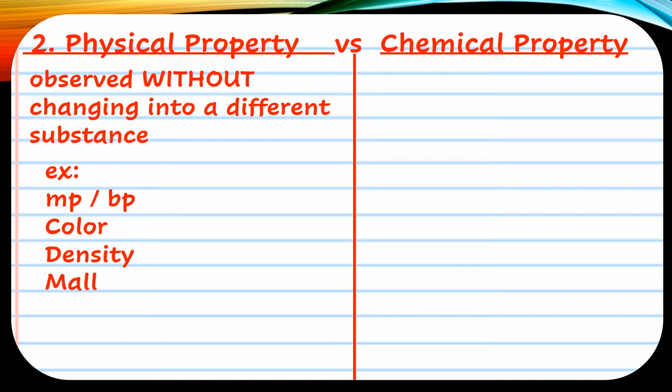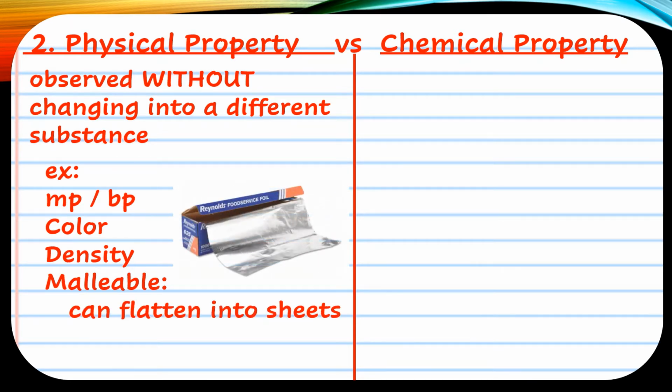The first one is malleable. Malleable means that it's bendable, or if you hit it with a hammer, it's going to flatten out into thin sheets as opposed to crumbling and breaking when you hit it. A perfect example is aluminum foil. It's a very thin layer of aluminum metal. Most metals are malleable. It's a very important feature of metals.